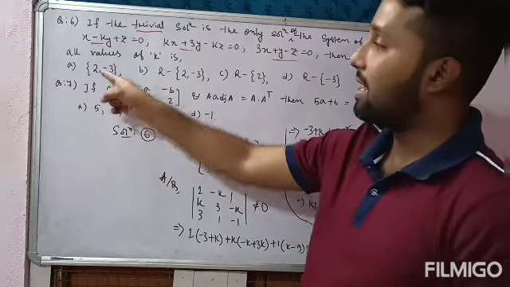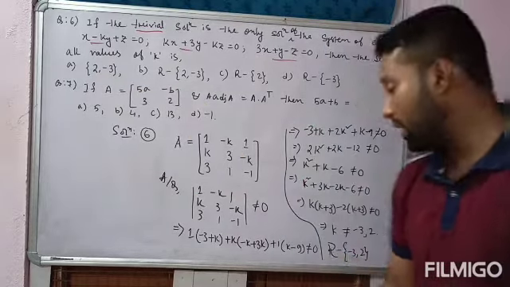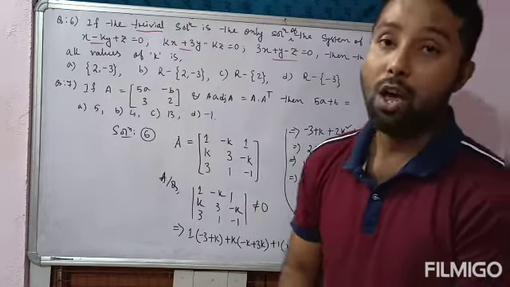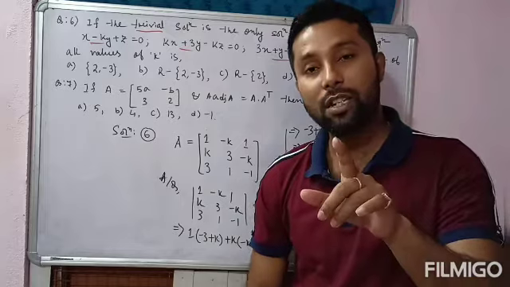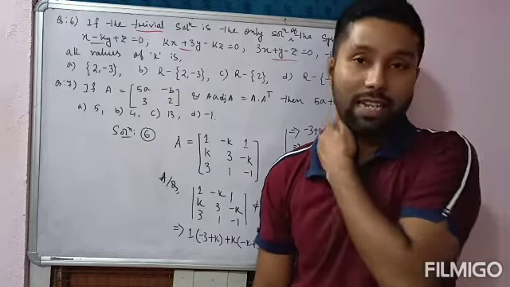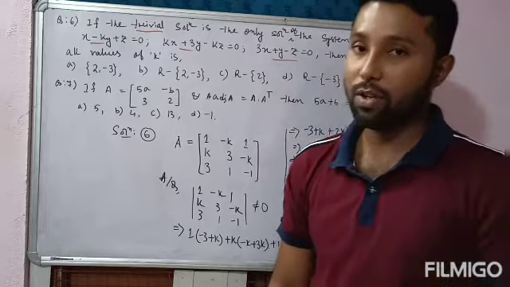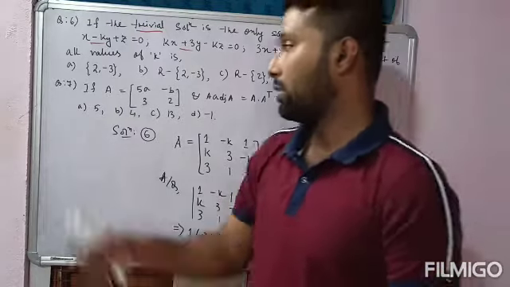Don't write this answer, because here the not equal to sign is there, and not equal to will be used in case of trivial solution, whereas in case of non-trivial solution you have to give the equal sign. This you have to remember. This is a new word, trivial and non-trivial, so you have to remember this one. Now the next question.